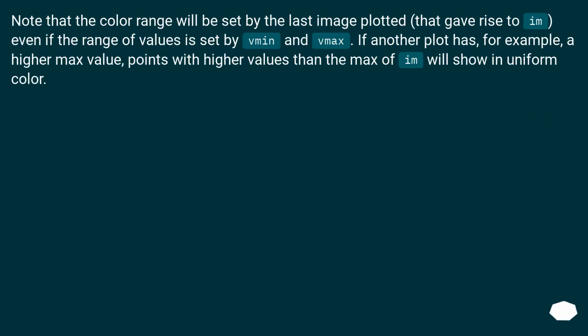note that the color range will be set by the last image plotted, that gave rise to him, even if the range of values is set by vmin and vmax. If another plot has, for example, a higher max value, points with higher values than the max of him will show in uniform color.